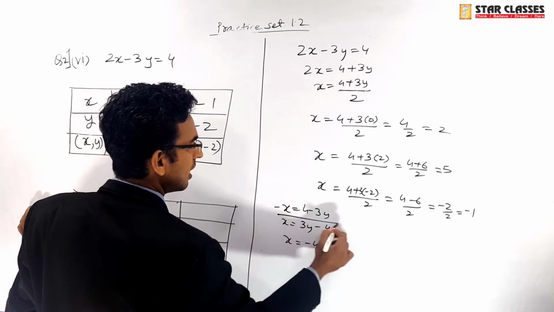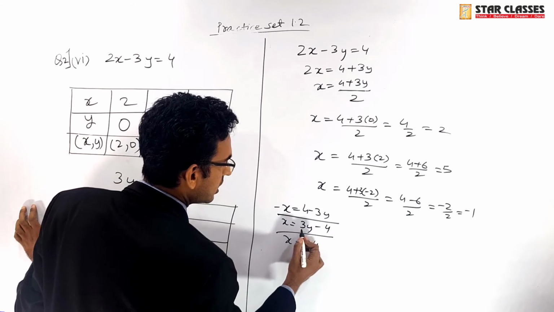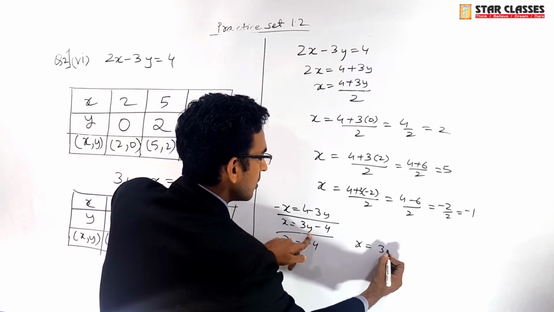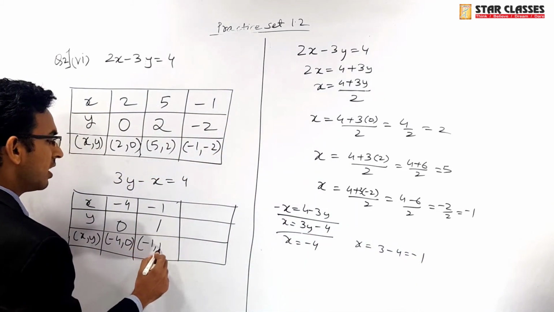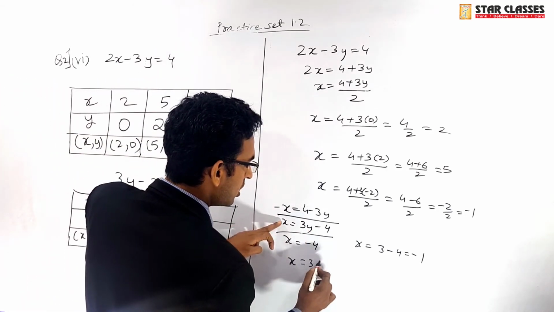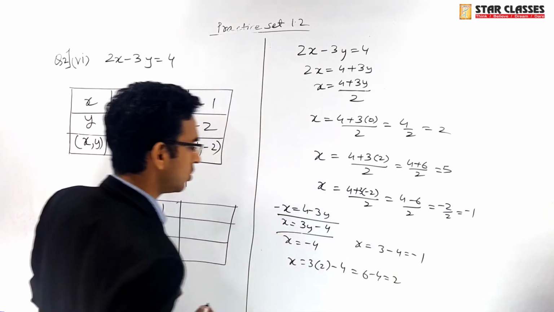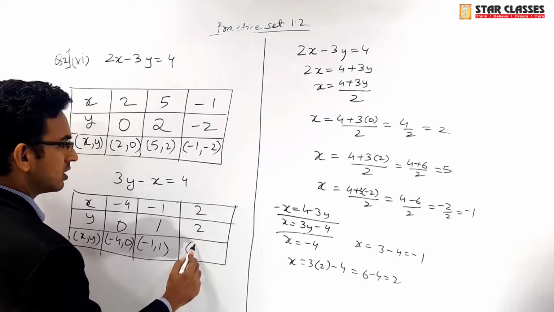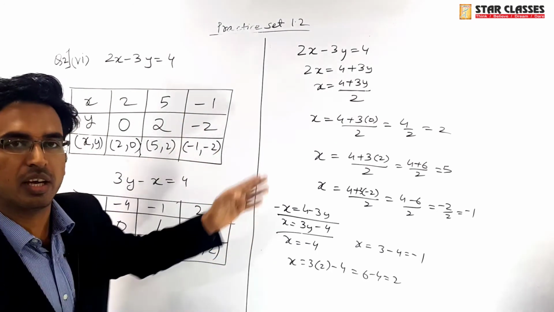If I take value of y as 1, this will become x is equal to 3 into 1, that is 3 minus 4, that is minus 1. x will become minus 1. This will become minus 1 and 1. If I take value of y as 2, this will become x equal to 3 into 2 minus 4, that is 6 minus 4, that is 2. So if I take value of y as 2, x will also become 2. This is 2, 2. Now let us plot these points and these equations in a graph.